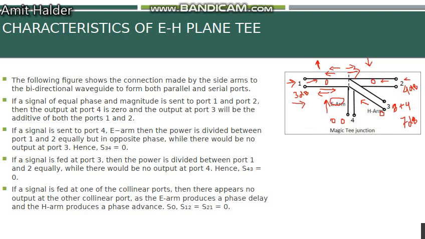Now the main thing comes forward: the characteristics of the E-H plane T. For the E-H plane T, you have to derive 4 ports. That means a 4 by 4 S matrix will come into account.